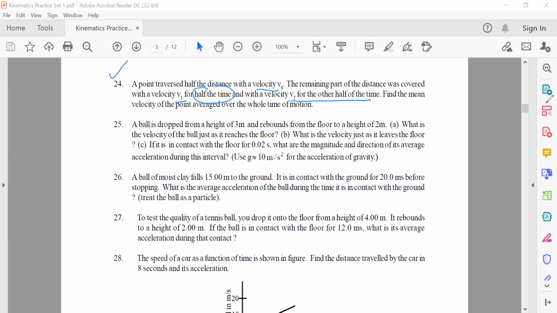Is the language of the question clear first of all? Yes, sir. It's not even necessary that the motion is in a straight line because you're talking about distance, but they're talking about velocity. So just change it from distance to displacement, because if you're talking about velocity, it should be in terms of displacement. Okay, so let's understand this question.